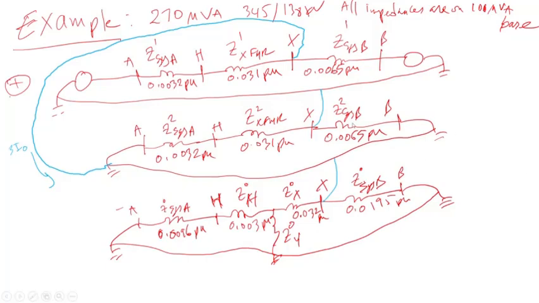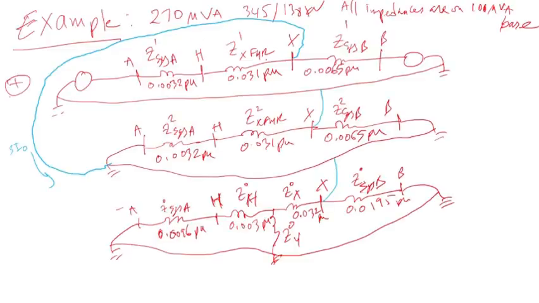In the previous video I stopped where I drew the network sequence impedances and showed all the impedances for the example that I'm going to go through, applying all the equations and derivations I went through in the previous videos. So I'm just going to continue.